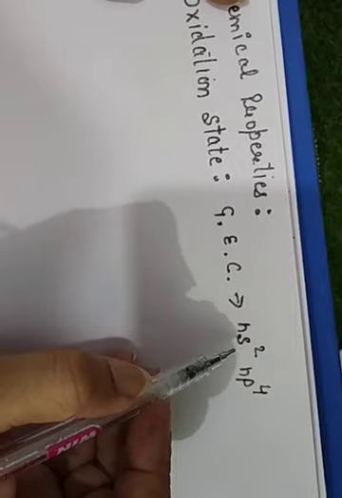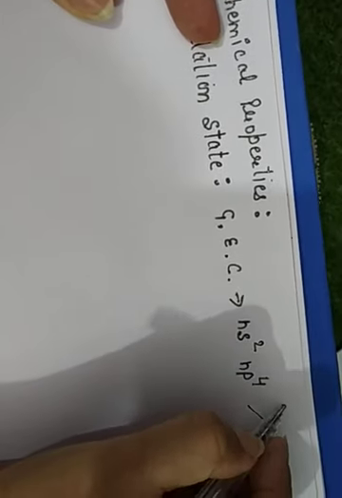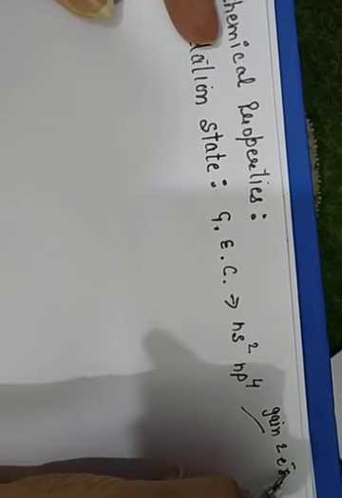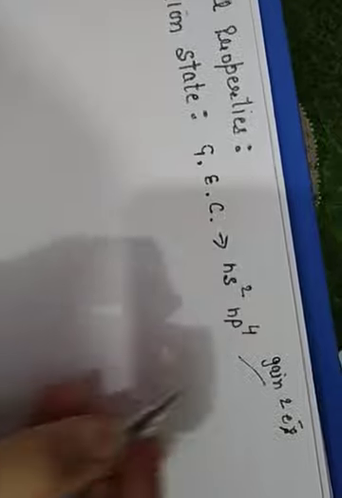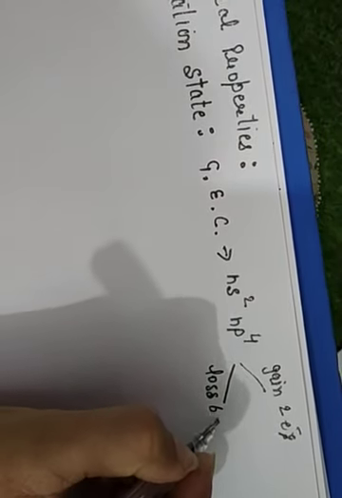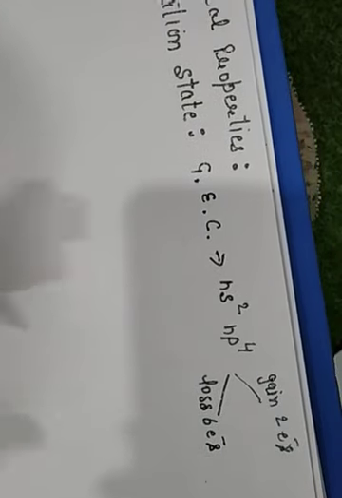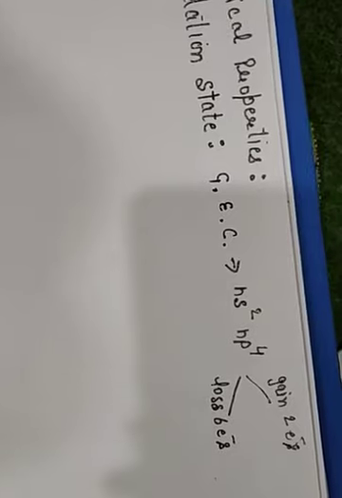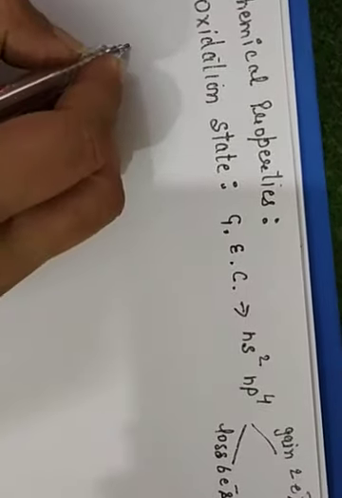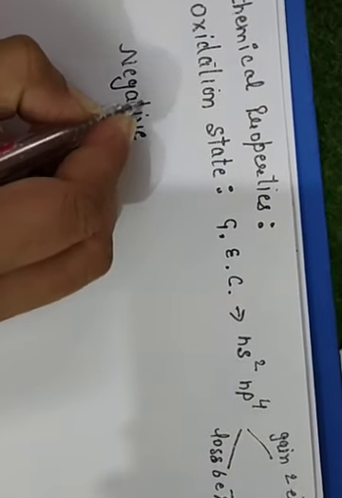So here are the two possibilities. First one, to gain 2 electrons, and second one, to lose 6 electrons. It means they have the tendency to gain as well as lose electrons. Hence, they show negative as well as positive oxidation states.